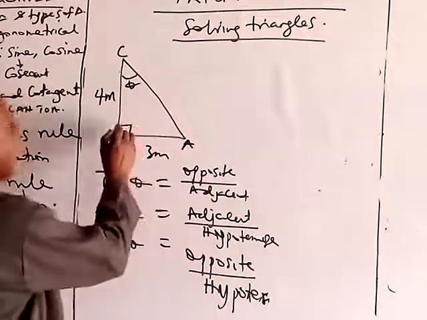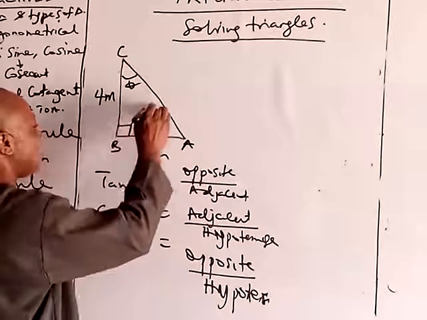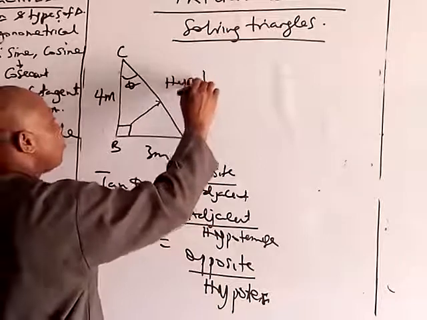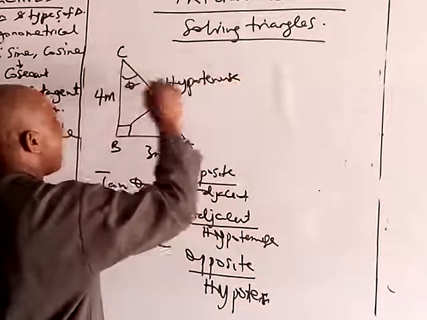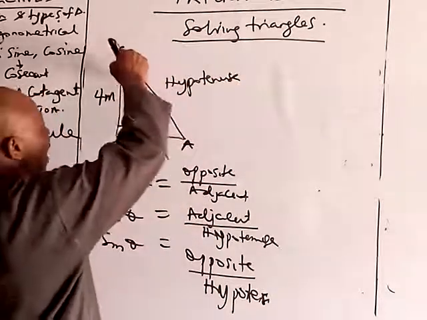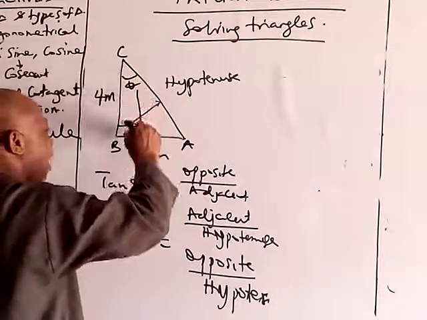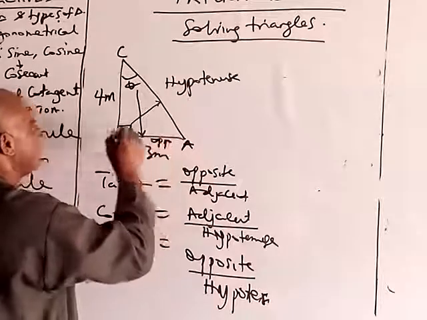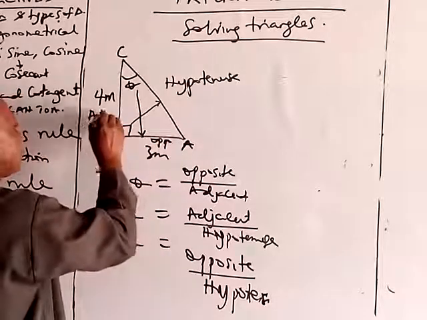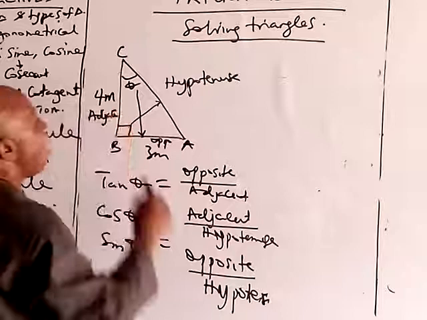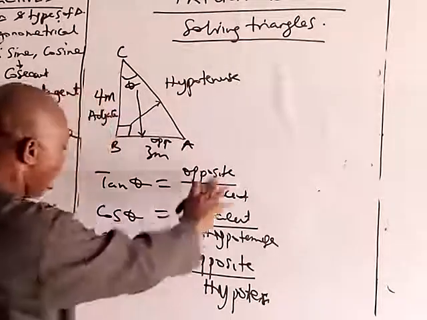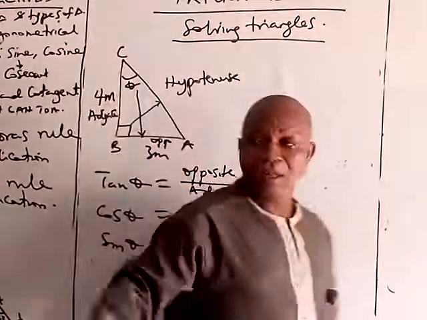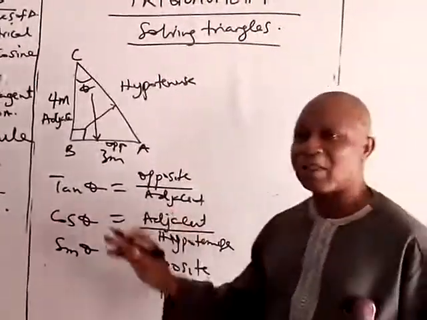Now, from here, any side facing angle 90 we refer to as the hypotenuse. The included angle given here is angle theta. And any side facing that included angle is known as the opposite side, while the third side will be the adjacent side. And we call these three, the tangent theta, cos theta, and sine theta, the basic trigonometric ratios.